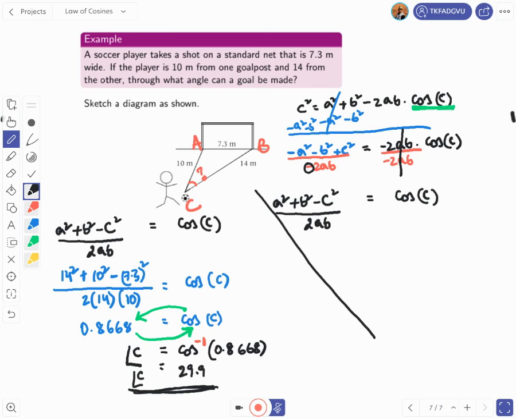And some players, at least, assume in their mind with what angle they have to kick the ball so that they can make a goal. Okay, so this is an example from a real life scenario.